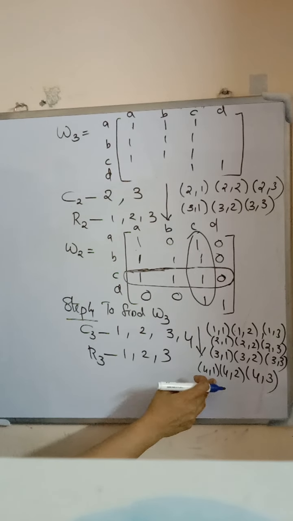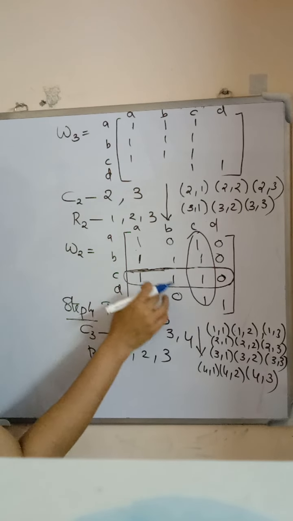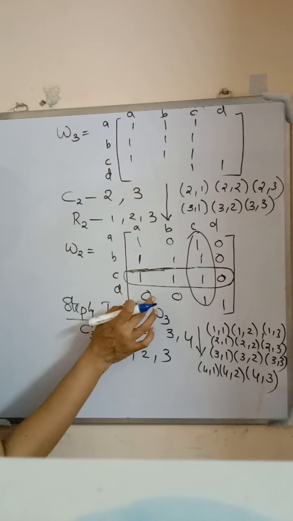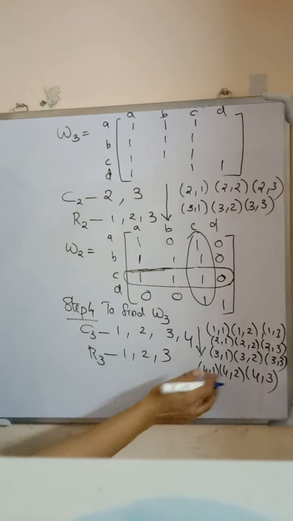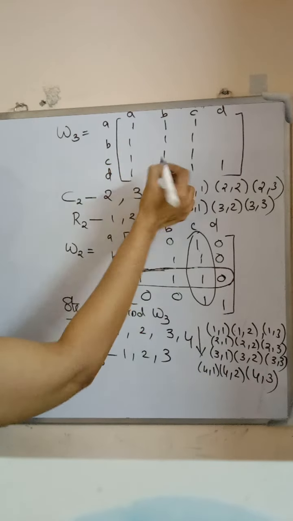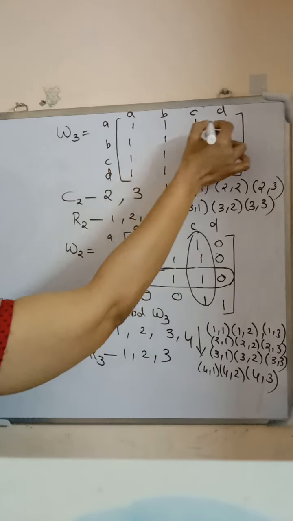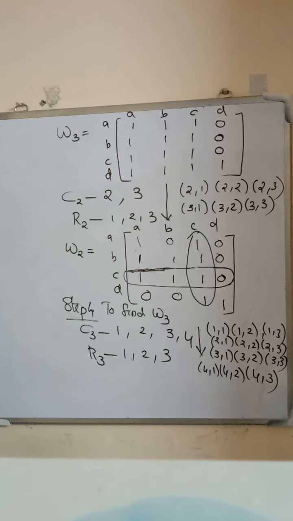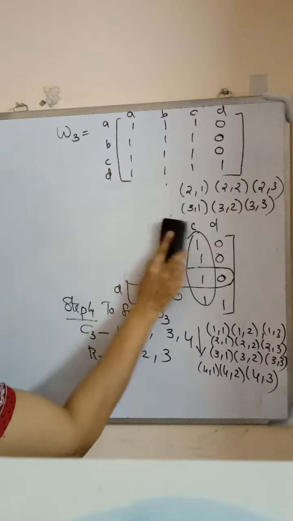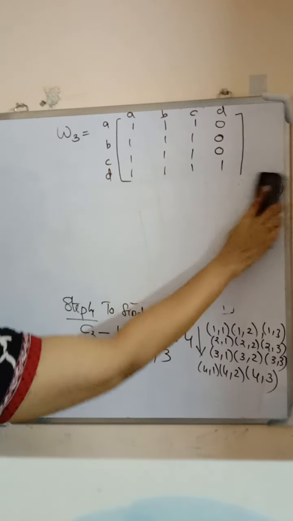Next is 4 1. 4 1 is absent in the W2 matrix, 0 in the W2 matrix. Now it is in the W3 matrix. And 4 2 is also in the W3 matrix. Take the remaining elements 0. Now we move to find the next W4 matrix.